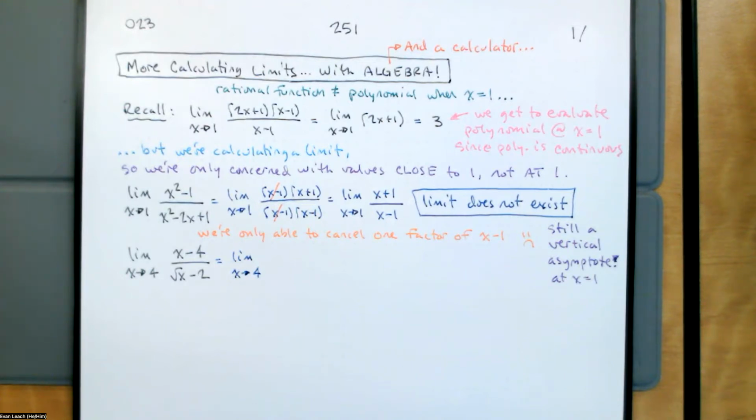If I can cancel out the square root of x minus 2, which I'm going to be able to do because that's the point of the problem, then we'll have a graph hole. If we're not, then it's an asymptote and the limit doesn't exist. So let's find out what we already know.